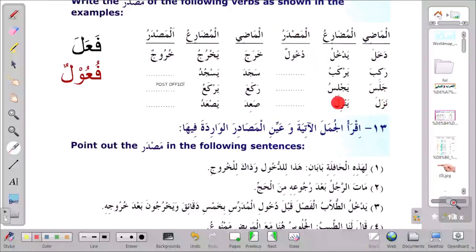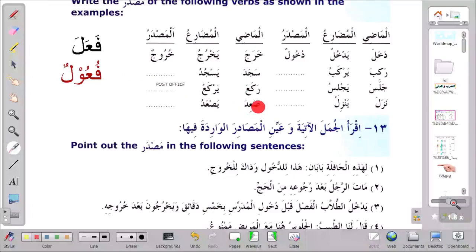Nazala, he descended. Yanzilu, he is descending. Nuzulun, so you see nuzulun on that pattern. Kharaja, he left. Yakhruju, he is leaving or he went out. Khurujun, leaving. I hope that is clear. Sajada, he prostrated. Yasjudu, he is prostrating. Sujudun, so you see in Salat we say sujud, prostration. I hope that is clear. So that's the noun for it. Raka'a, he bowed. Yarka'u, he is bowing. Ruku'un, just take the verb and put it on this scale. Ruku'un, bowing.